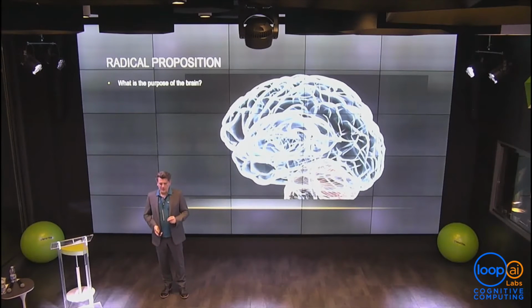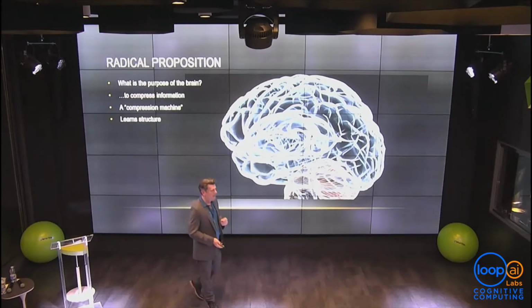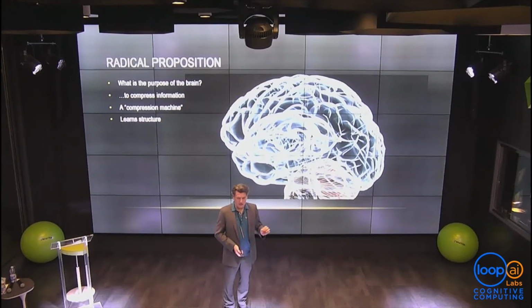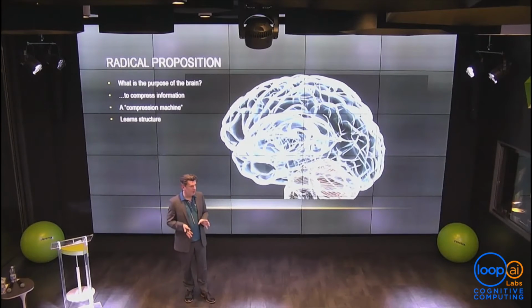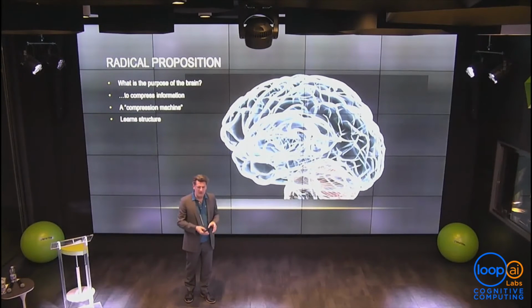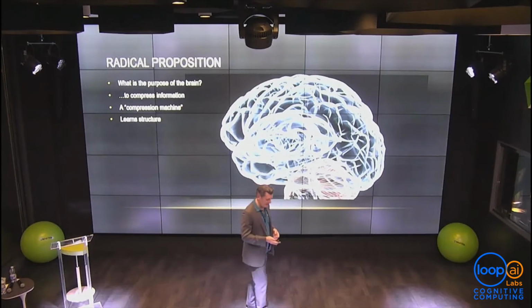My proposition to you is that the actual purpose of the brain is that it compresses information. It's a compression device, okay? Or a compression machine, if you will. So it's taking in all this information, and mostly what the brain is doing is compressing that information. And yes, it also stores it in a way that we actually don't know a whole lot about even now. But in the process of compressing that information, it also learns structure. And in learning that structure, it actually develops a model of the world and allows you to do all the things that you think about as thinking.